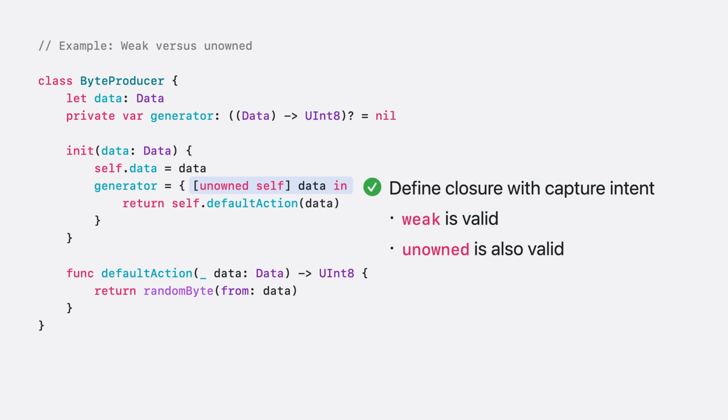Unowned is also fine in this case, because the generator closure has the same lifetime as its destination, the byte producer instance. The closure isn't vended to other code or being dispatched asynchronously, so there's no way it can outlive the captured self. The performance difference between these choices sometimes adds up.